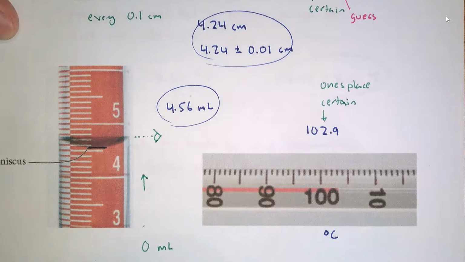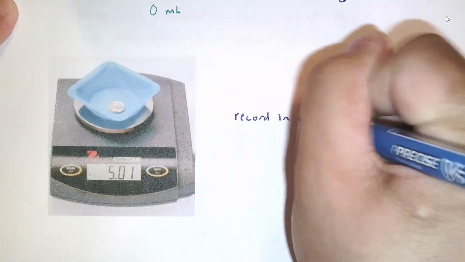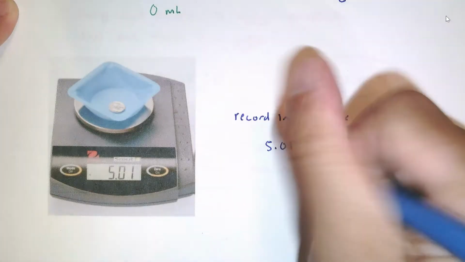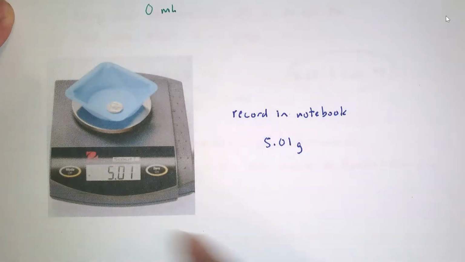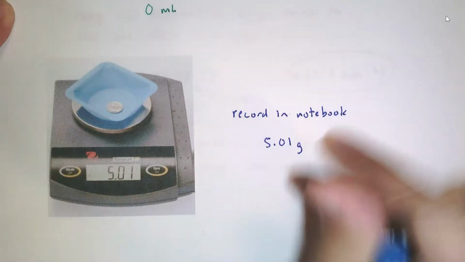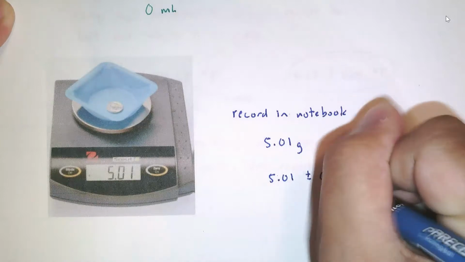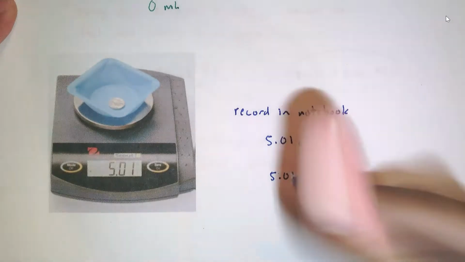The last thing I want to mention is that if you have something digital, like a scale, a balance, you will record in your notebook all the numbers that you see. 5.01, and this is most likely grams. Now, the accuracy of the balance is 5.01 plus or minus 0.01. It's based off that last digit. And don't forget units, grams.